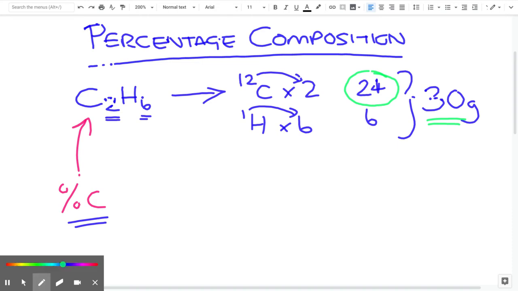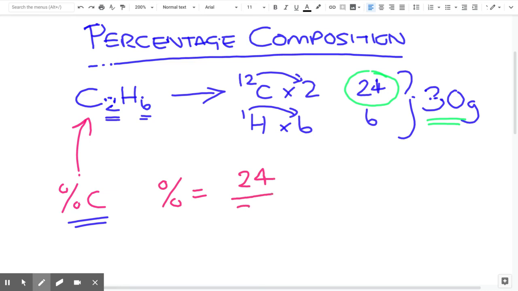And so what we have is a percentage fraction calculation whereby the percentage is equal to the mass due to the element you're looking at, 24 in this case, divided by the total mass of the substance, and then obviously multiplied by 100 in order to get a percentage. For these calculations, it is always useful to have your calculator at hand, and that will give you a value of 80%. So 80% of the mass of ethane is due to carbon.